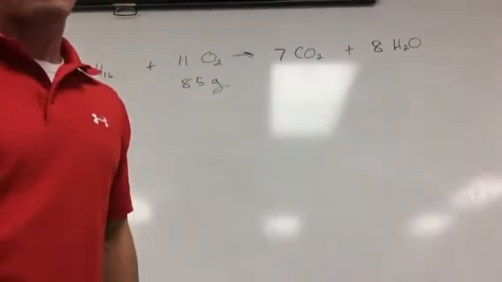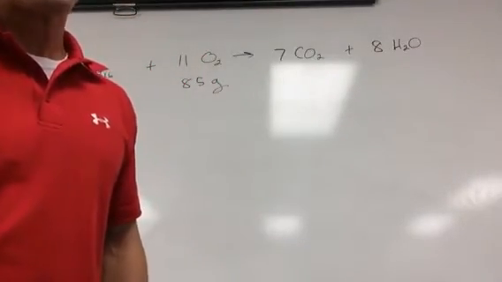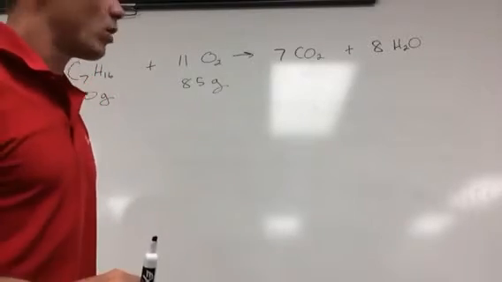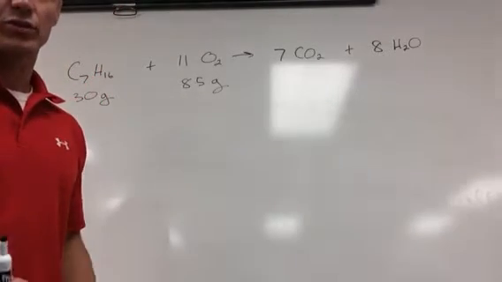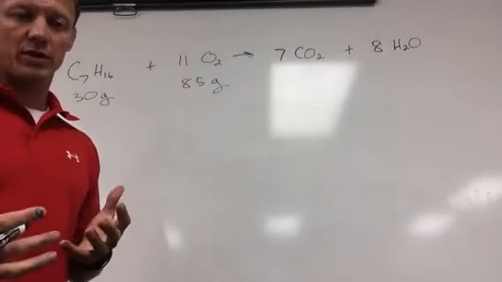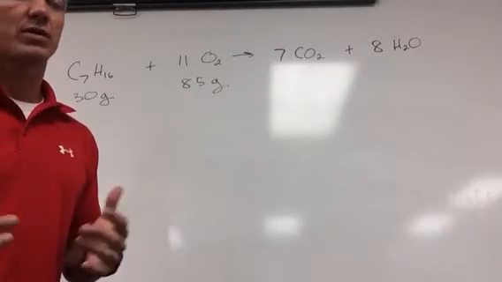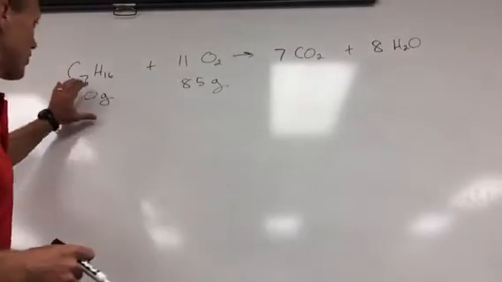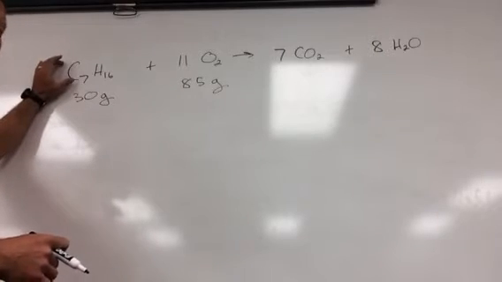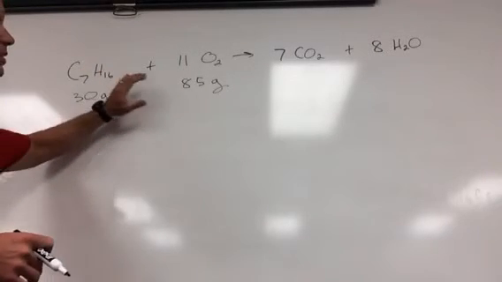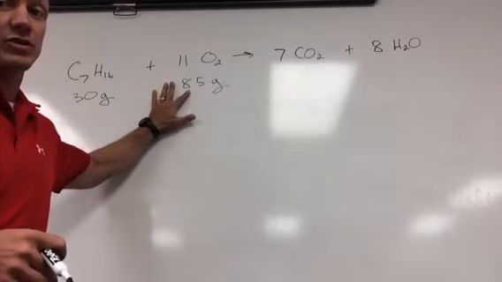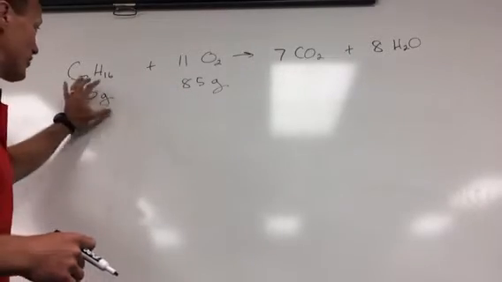Here's question 7 on your review, the limiting reactant problem. Again, a limiting reactant means that one of the reactants is going to run completely out before the other one does. So there's going to be extra of one of them. In this reaction, we've got 30 grams of this carbohydrate compound and 85 grams of oxygen. The first thing we have to figure out is which of these is a limiting reactant.